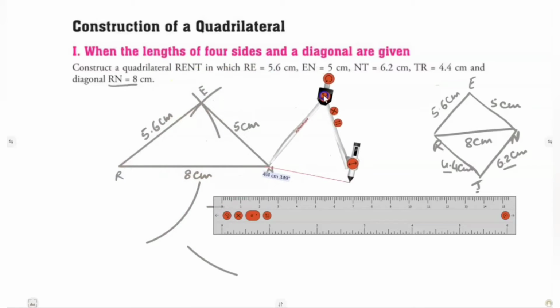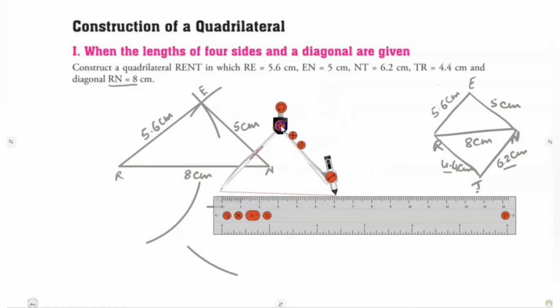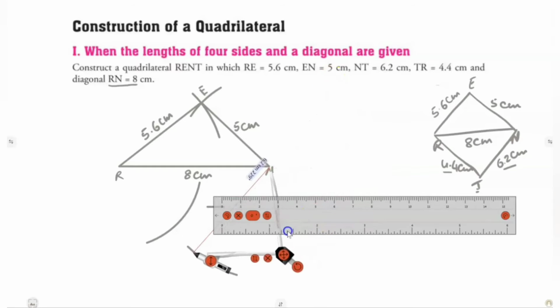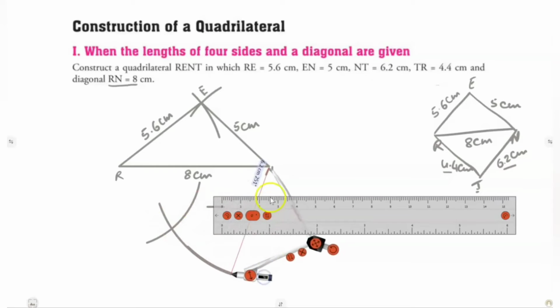If the arcs are not intersecting, what we should do is go back to the same radius as before, which is 6.2 centimeters, and extend the arc until the arcs intersect each other. So let us take 6.2 again and extend the arc. Okay, the arcs are intersecting.